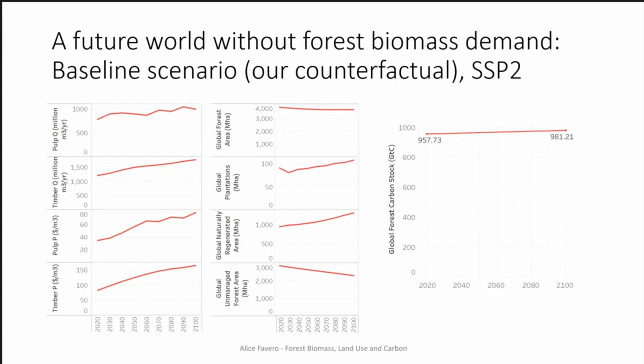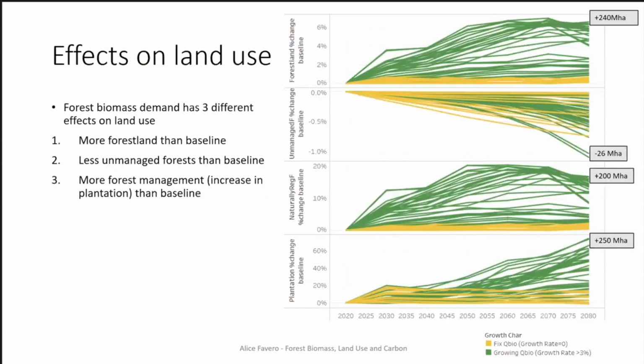Now, we start by looking at how these new demands affect things. We introduce the demand and look at the delta, the change relative to everything I've been showing you for the baseline. The first one is effects on land use. So what we're going to see when we introduce the demand. The green ones are growing demand scenarios. The yellow ones are fixed demand scenarios. We see that for all of them, there are three different effects on land use. One, we're going to have more.